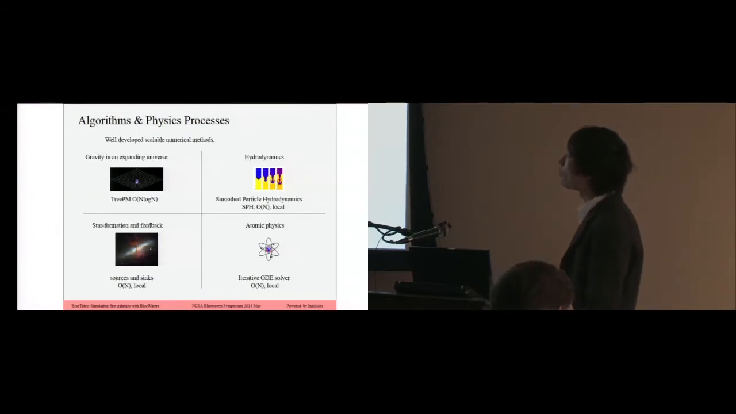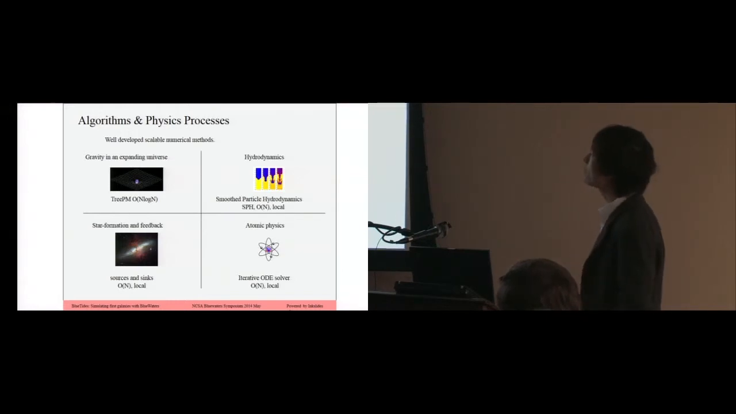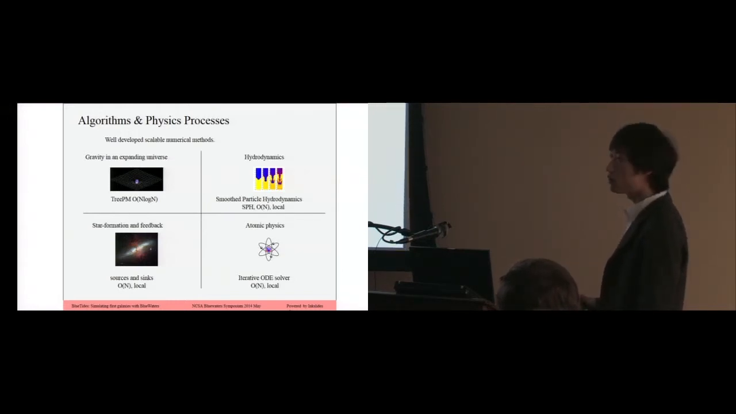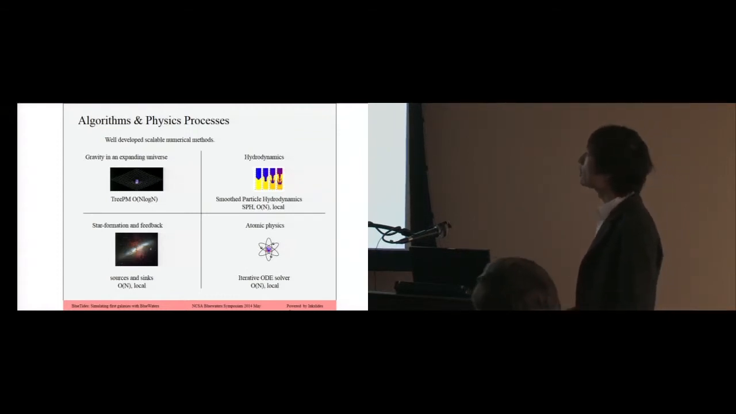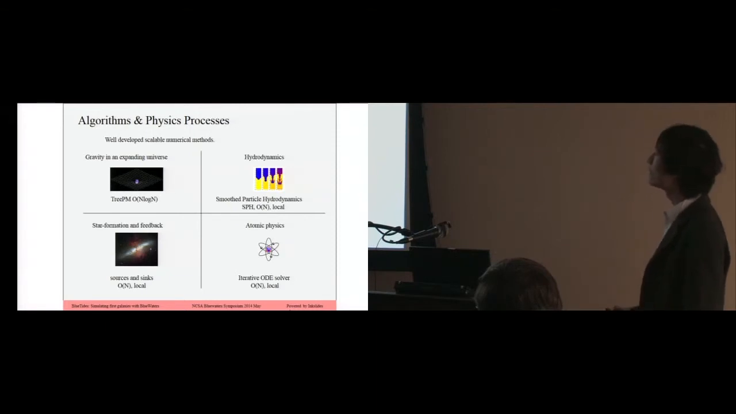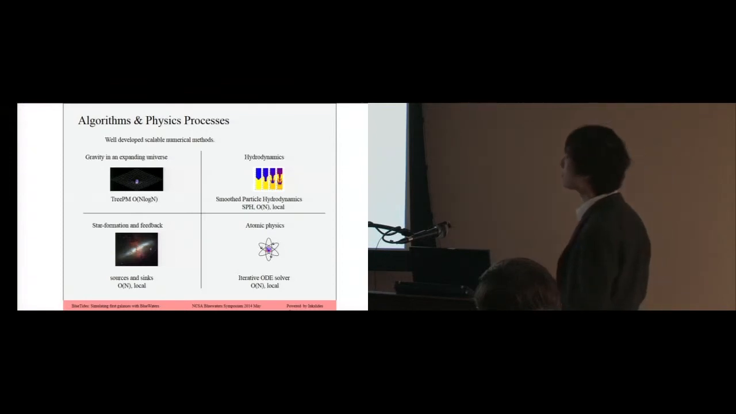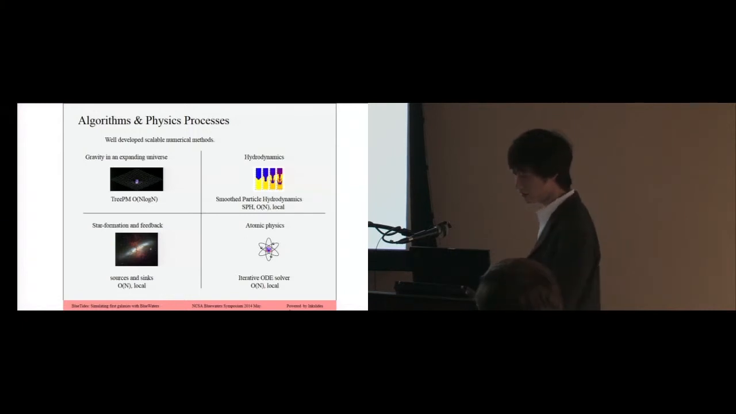For gravity, we use a TreePM code: short range with the tree lookup and long range with the accelerated fast Fourier transformation. The hydrodynamics is totally local, so every particle talks only to its neighbors, so it's on the order of the number of particles. The star formation feedback are just sources and sinks in the density field, so that's also trivial. And for the atomic physics, we use an iterative ordinary differential equation solver, independent for every particle, so that's also massively parallelizable.